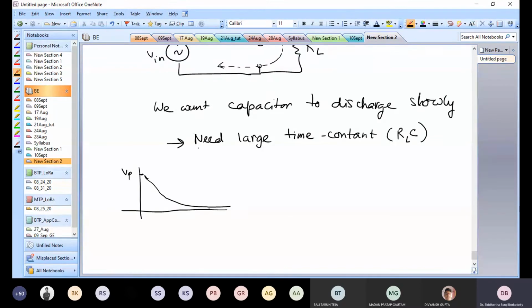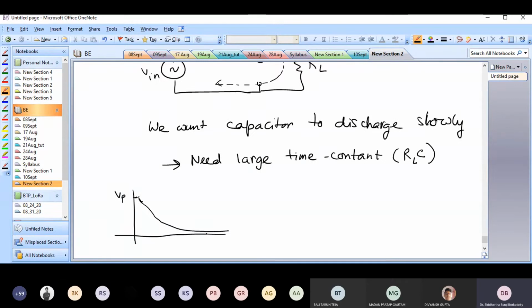Now, how fast or how slow is the dissipation? That question can be answered by looking at the time constant of the circuit. If the time constant is large, then your voltage will decrease slowly. If the time constant is very small, then the voltage will reduce very fast. So in order to hold on to this voltage, I want a large time constant.